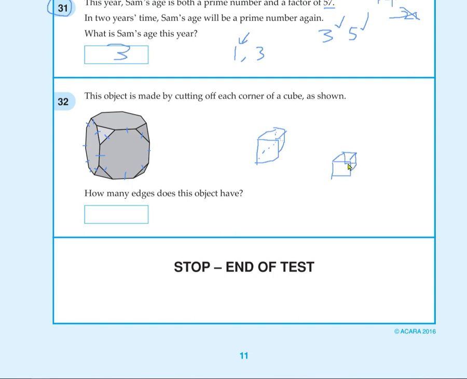1, 2, 3, 4, 5, 6, 7, 8, 9, 10, 11, 12. So all the edges. 1, 2, 3, 4. Yes. So we've got 12 edges. If we cut a triangle in there like this, that means it will add an extra 3. So we're starting off with 12. We add another 3 here, another 3 here, another 3 here, another 3 here. And at the back, you're adding 4 more sets of 3 as well. That means you should be adding 4 lots of 3 plus another 4 lots of 3, 12 plus 12 plus the original 12. You should have 36. That's my thinking.